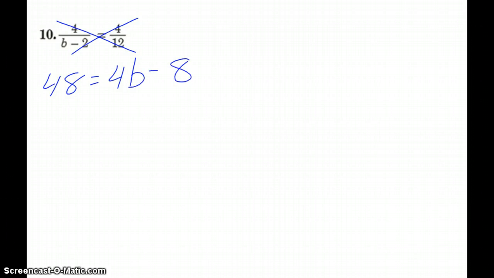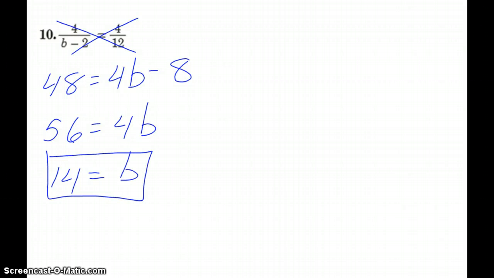Next problem, again, doing our cross products. 4 times 12 is 48. And when I do this cross product here, remember you have to use the distributive property. So we get 4b minus 8. Add 8 to both sides, and we get 56 is equal to 4b. And divide both sides by 4, and I believe it is 14. 56 divided by 4, we get 14 is equal to b. So b is equal to 14 on that problem.